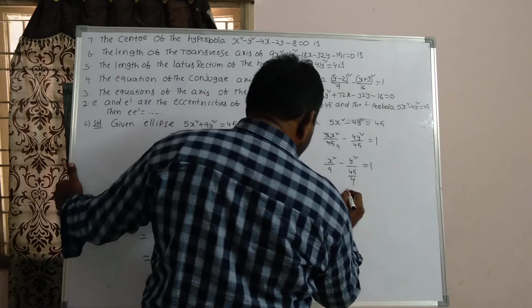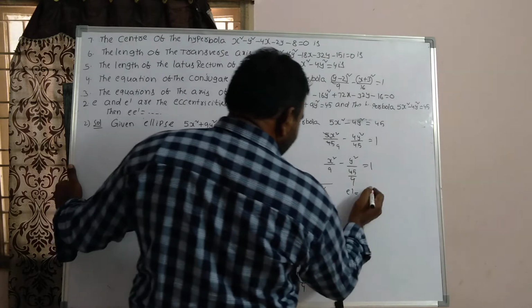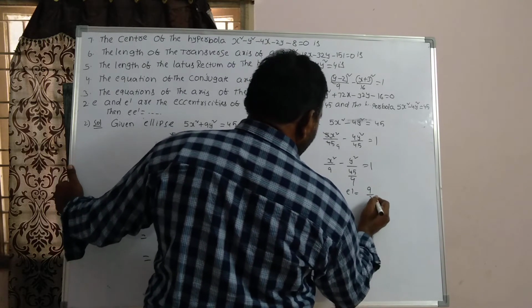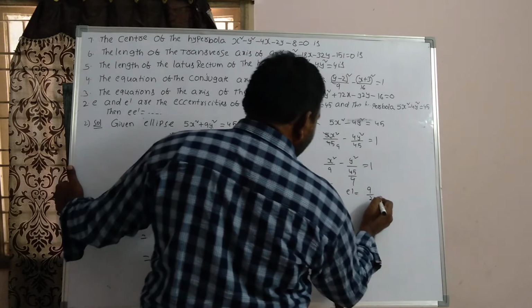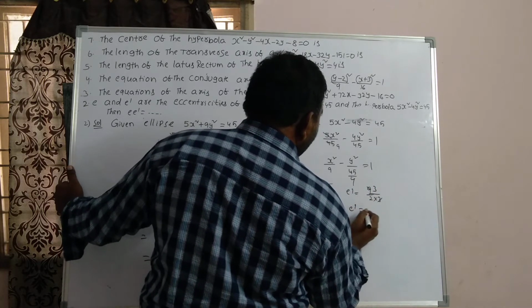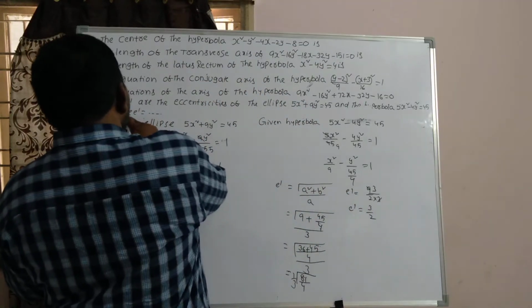So here e dash is equal to square root of 81, means 9, by square root of 4, means 2, into here 1 by 3. 3 ones, 3 threes. So e dash we get 3 by 2. He wants us to find the value of e dash.